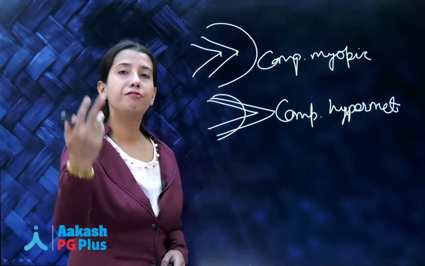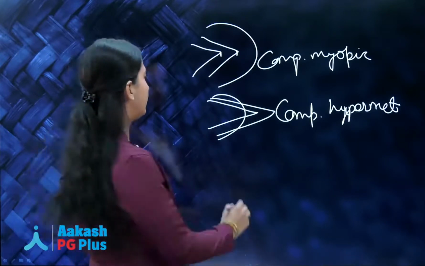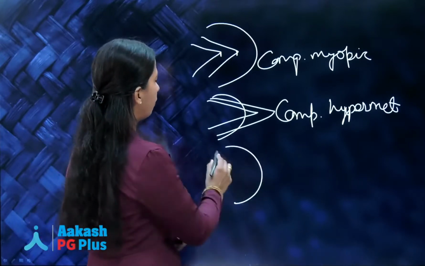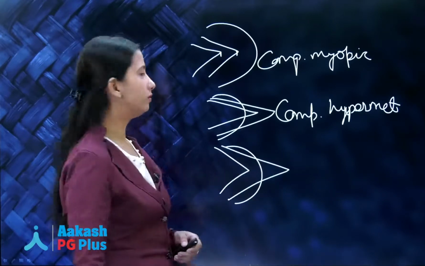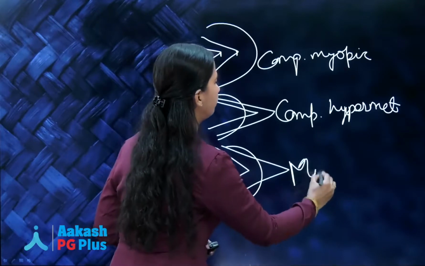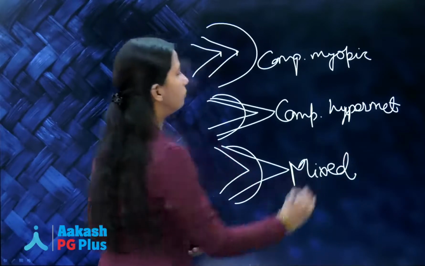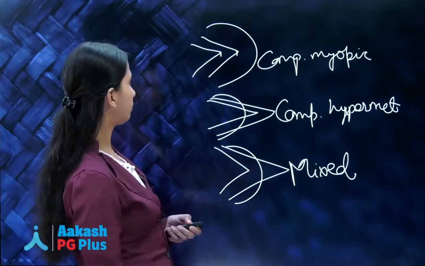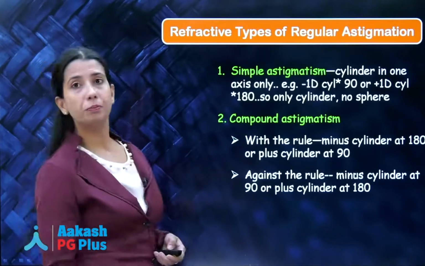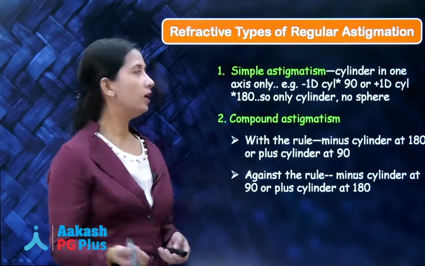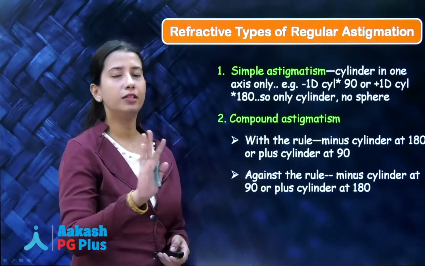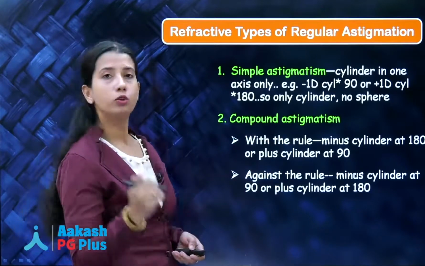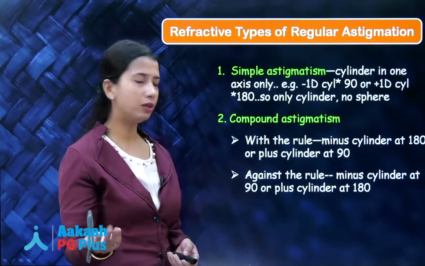Now we have one more entity here, that is mixed astigmatism, where one ray focuses in front and one ray focuses behind the retina. That is mixed astigmatism. So simple astigmatism, I have told you that you will have cylinder in only one axis, there will be no spherical error, so that you can make it out from the prescription.